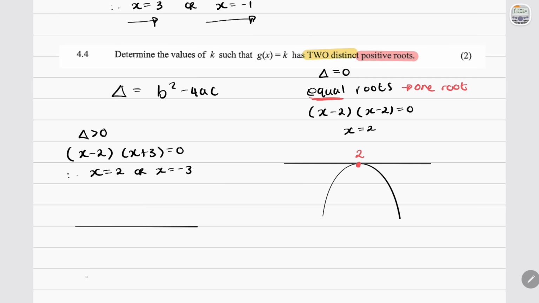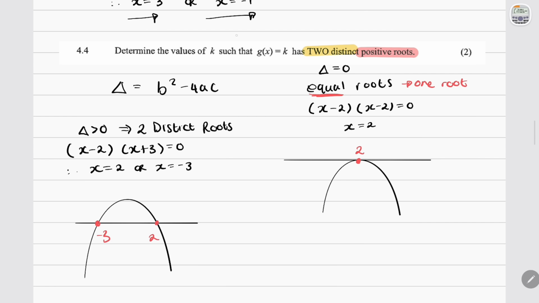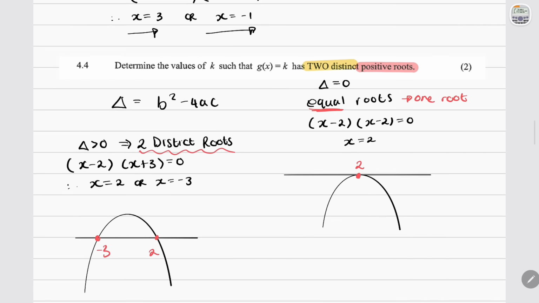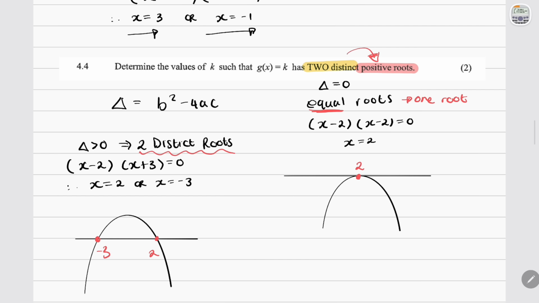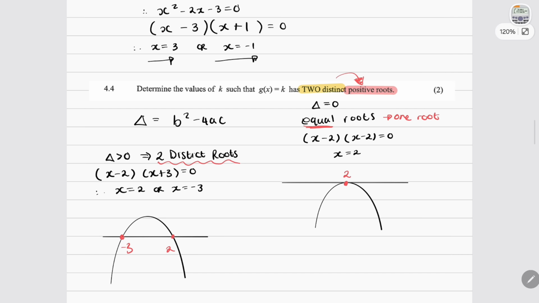If we were looking at what it looks like as a graph, your graph intersects here at negative 3 and then here at 2. So this would be specifically two distinct roots. But now, do you see the thing with this question? This question does not just say it needs to have two distinct roots. It says two distinct positive roots. The discriminant does not manipulate the kind of roots to this extent. It can't control whether they're positive or negative, so you're going to need the graph to do this.